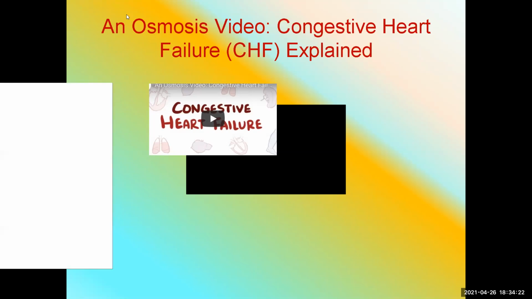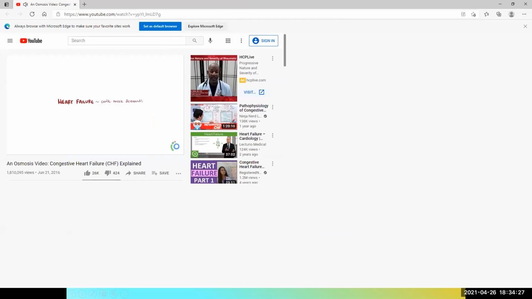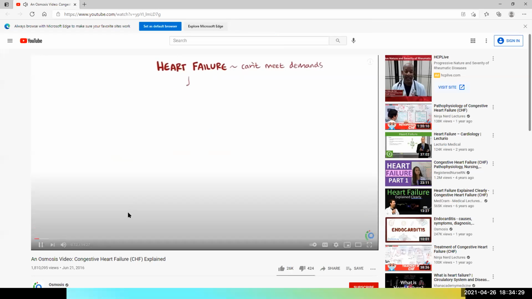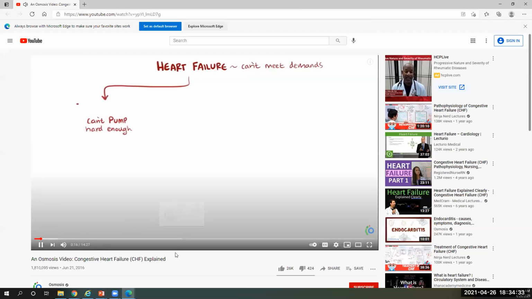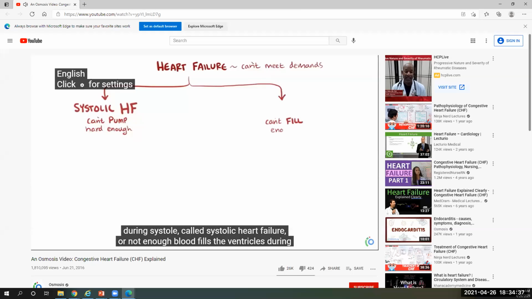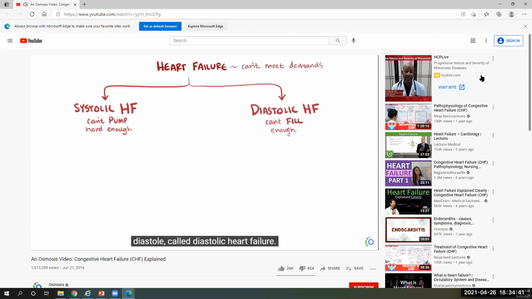Heart failure. Can you hear this, you guys? Heart failure is when the heart can't pump enough blood to meet the body's demand. And this can happen in two ways: the heart can't pump hard enough during systole, called systolic heart failure, or not enough blood fills into the ventricles during diastole, called diastolic heart failure.